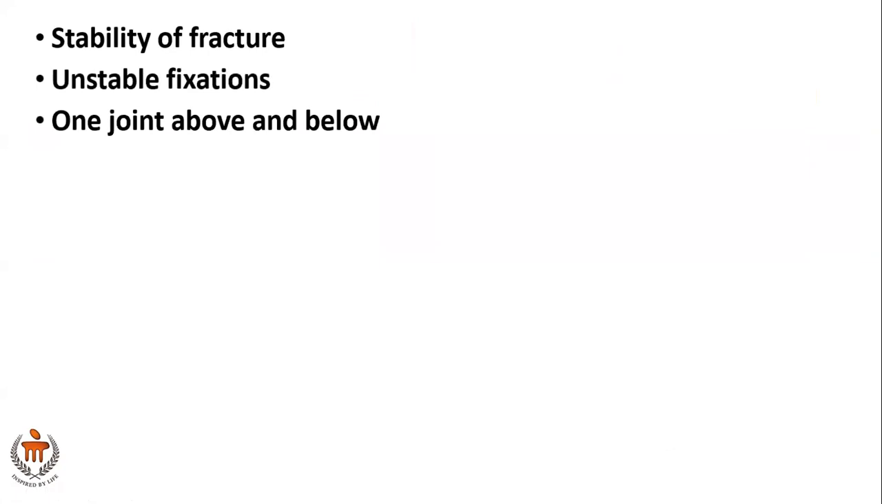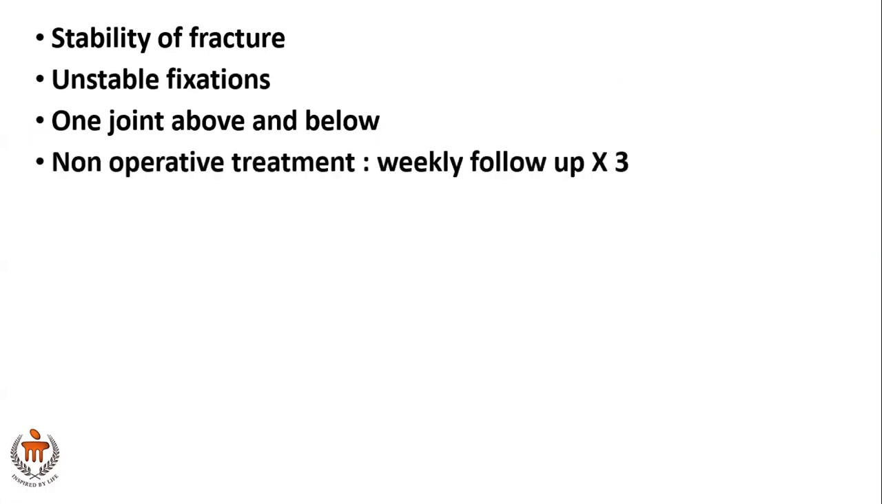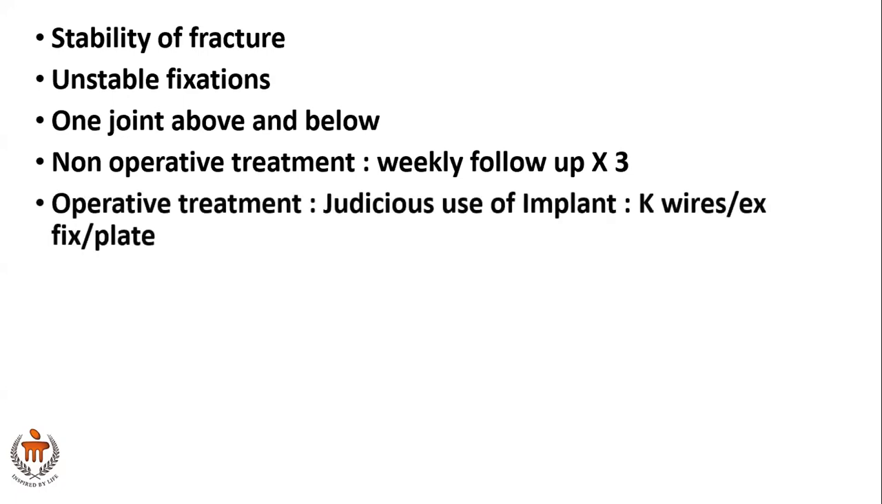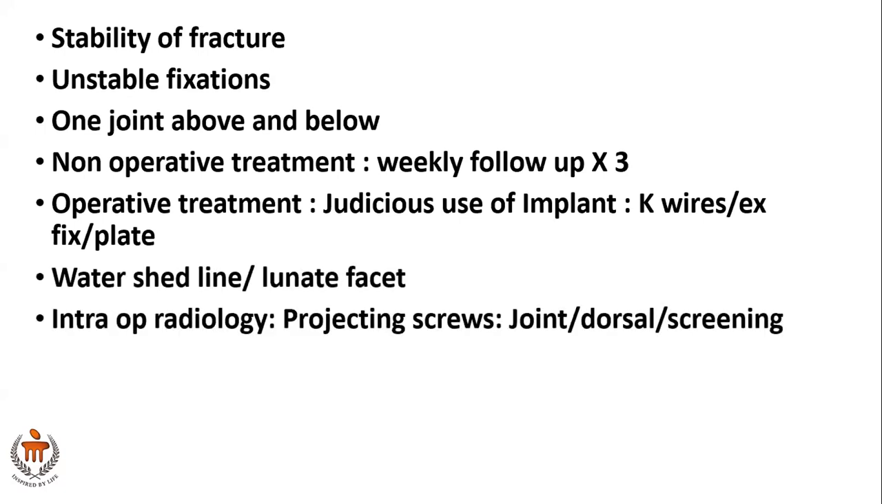So we have gone through the entire concept of what is stability of the fracture, which are unstable fixations, the concept of one joint above, one joint below, what happens in a non-operative treatment with a good follow-up, operative treatment, how do you judiciously use the implant, which one to use when, the concept of, again, watershed line, the lunate facet, what happens during surgery, intraop radiology for looking at projecting screws into the joint dorsally, and the screening for 360 degree kind of a screening, and of course the DRUJ stability itself.